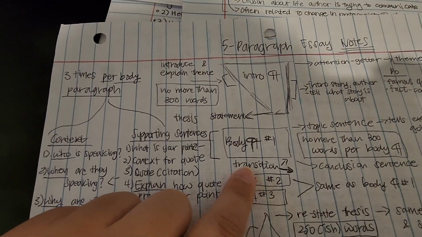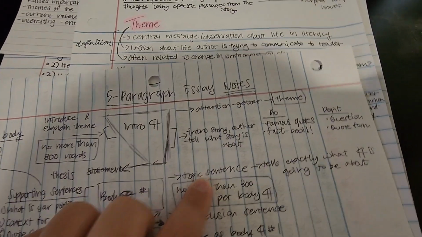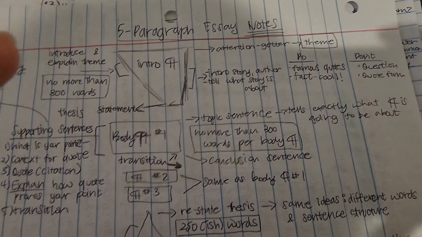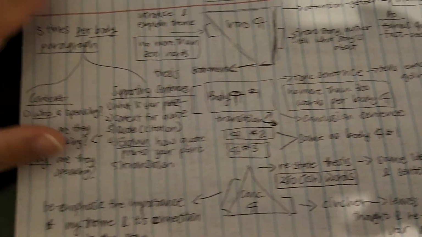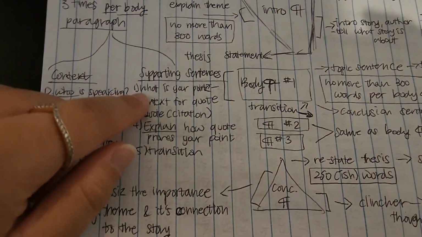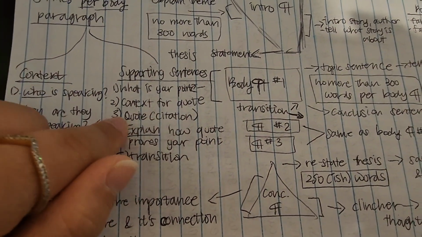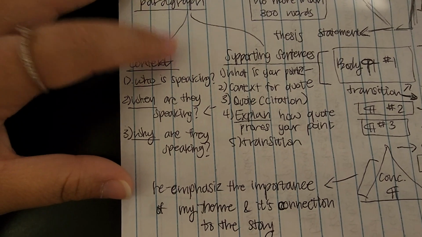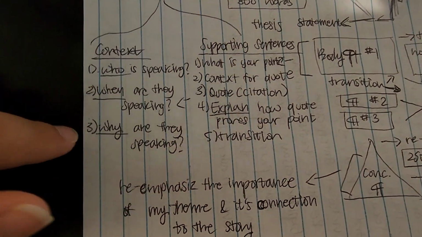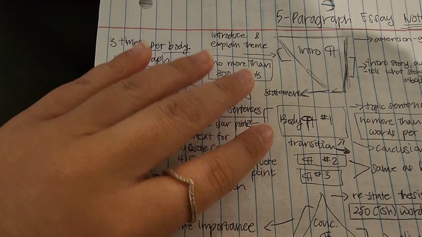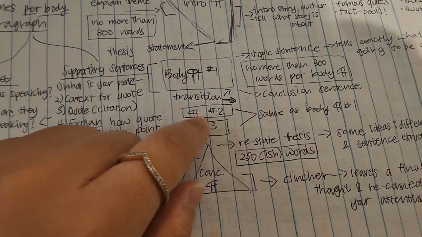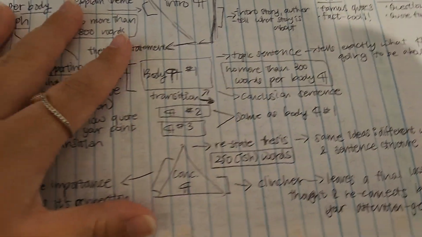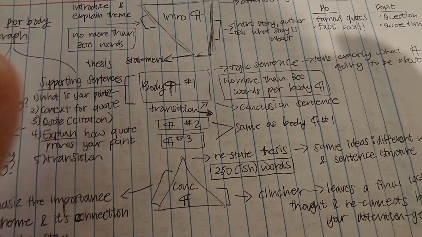Next, your body paragraphs. In your first body paragraph, you should have a topic sentence that tells exactly what this paragraph is going to be about. Remember, it should be no more than 300 words per body paragraph. Then there should be supporting sentences: 1, what is your point; 2, context for the quote; 3, quote citation; 4, explain how the quote proves your point; and 5, transition. The context should be who is speaking, when they are speaking, and why they are speaking. This should be done 3 times per body paragraph. As you go into body paragraph number 2, remember the transition and the conclusion sentence. Body paragraphs 2 and 3 are the same.